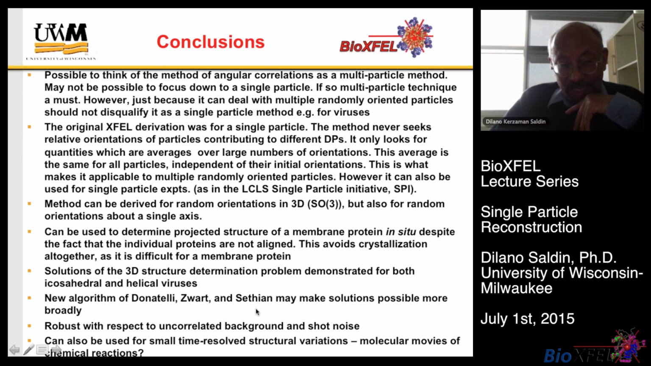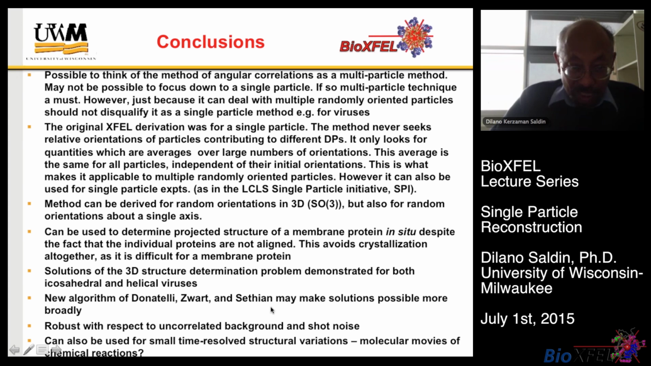And the new algorithm just proposed by Donatelli, Zwart, and Sethian may make solutions possible more broadly, because essentially, I said you can find those B quantities very easily from the experimental data. Now, whether we can get from the B's to the density is another matter. So far, we've had some difficulty, and we have had to use symmetry arguments or, in the time resolved method, a known structure, which is very close to the structure that we want.